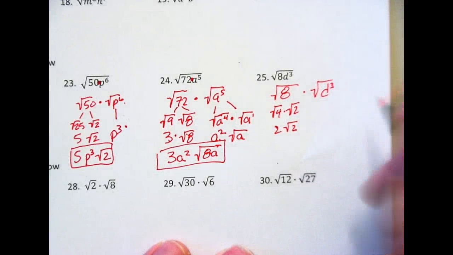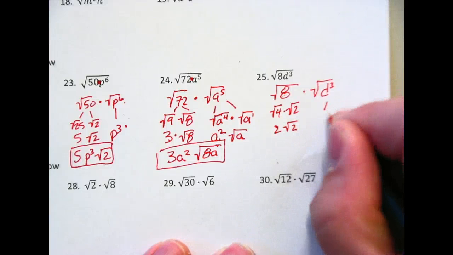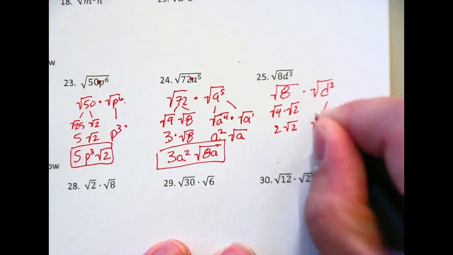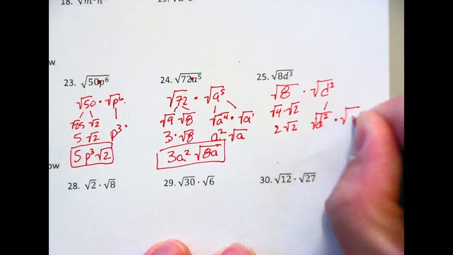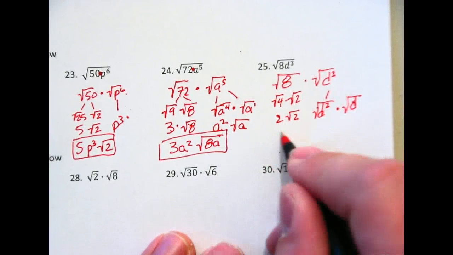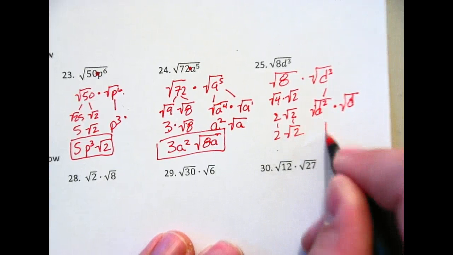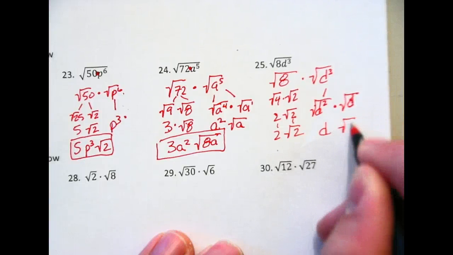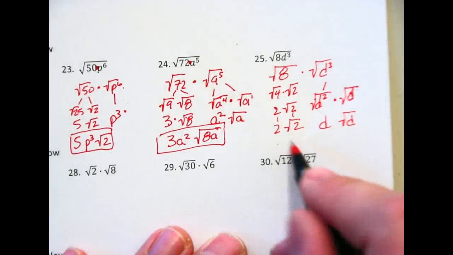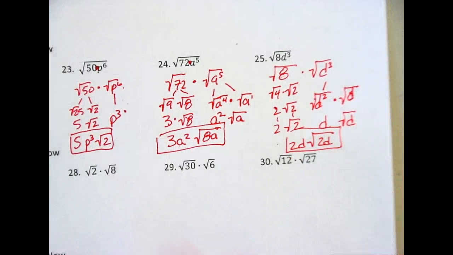D to the third, what's the closest even number? Yeah? D squared times root d. Okay? Now we always have a single d to the first, just like here. This is 2 root 2. Root of d squared is d, and then we have root d. Put that in the correct order, it's 2d root 2d. Okay.